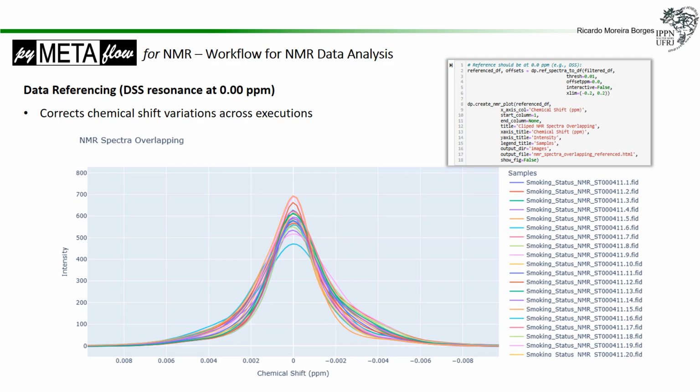So that function will select any peak that occurs between a certain x limit. So you can see minus 0.2 to plus 0.2. That would be the region where we are. It would find the peak, and then it will set that peak to 0.0, right, as DSS should be.